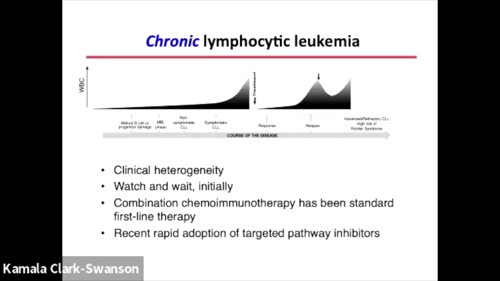Once treatment is started, it used to be combination chemoimmunotherapy, but nowadays many targeted inhibitors are also being used as frontline therapies. And you can see the effect of treatment very nicely on the patient's white blood cell count. It would drop sharply, but in some patients, after some time, CLL could come back, then it would be treated again, and so on.